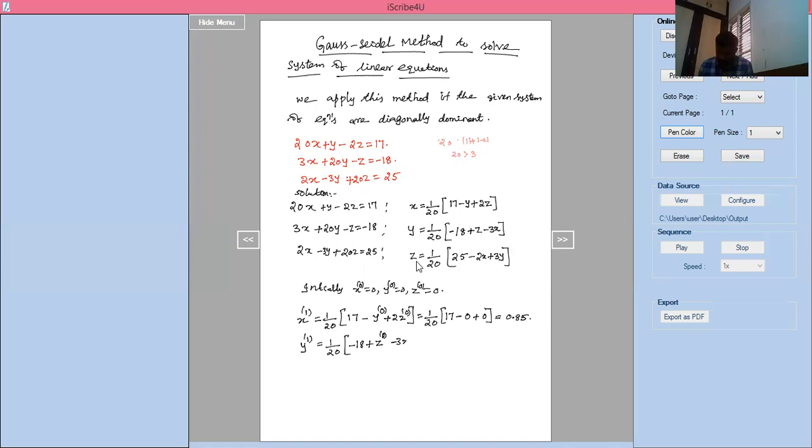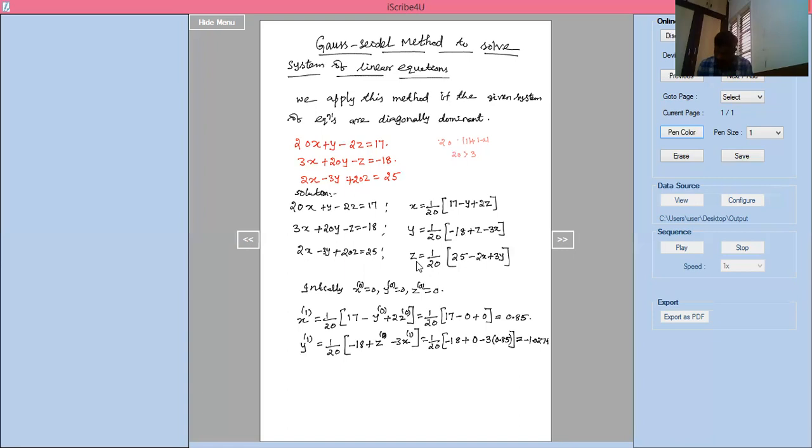New value I got, x value, that one I'll write as 3 into x1, x of 1. Now, I'll write 1 by 20 into minus 18 plus z of 1 should be, what is the z of 0? Not 1, this is 0. Z of 0 should be 0 minus 3 into x1. What is that? X of 1 should be 3 into 0.85. Now if you simplify, you will get 1 by 20 minus 18 plus 0 minus 3 into 0.85. You can simplify this, multiply this and divide it. So if we divide this, you will get minus 1.0275.